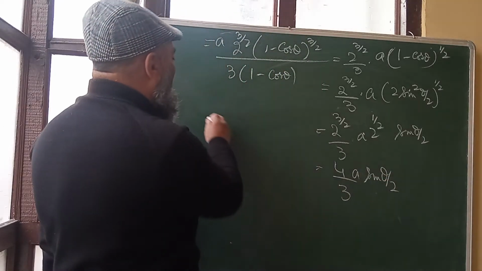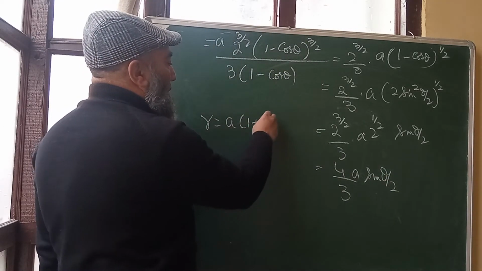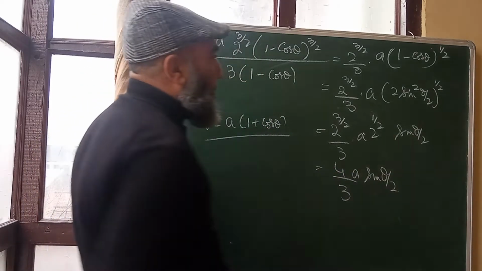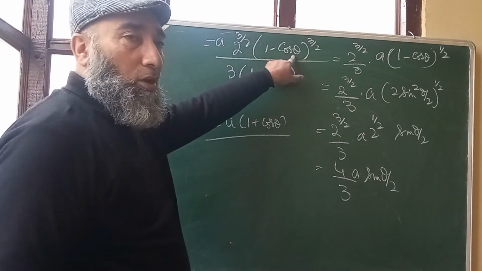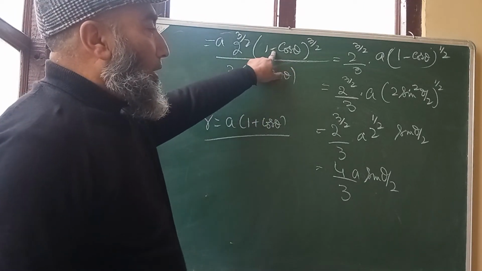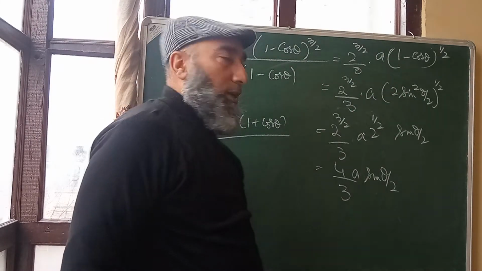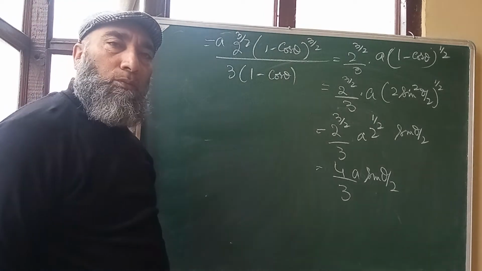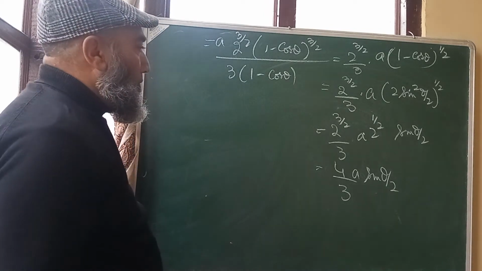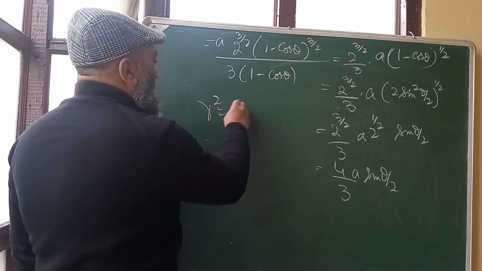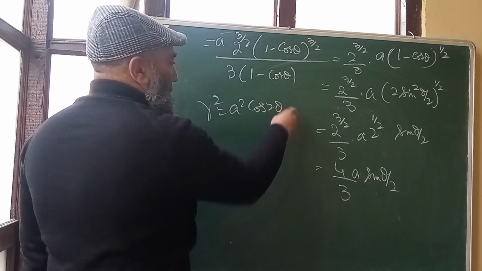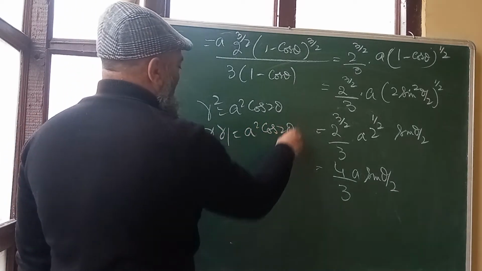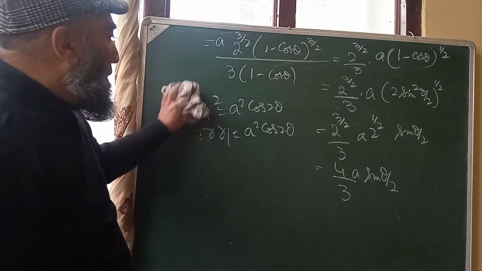If I would have taken r equal to a(1 + cos theta), the answer would have been 4a by 3 cos theta by 2, because instead of 1 minus cos, you will get 1 plus cos, and 1 plus cos is twice cos square theta by 2, right? Similarly, you can do further questions also. Say you have, yesterday we did r square equal to a square cos 2 theta. You can do it. This is 2r r1 equal to a square cos 2 theta. Similarly, and so on. Okay.